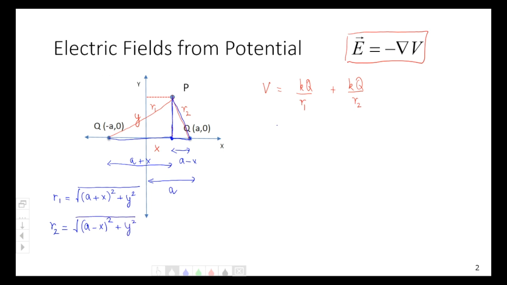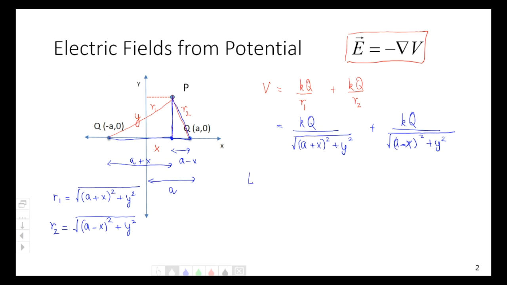So r2 then is the square root of a minus x squared plus y squared. Putting these into the formula for V, we get V is equal to kq over the square root of a plus x squared plus y squared due to the charge on the left, and kq over the square root of a minus x squared plus y squared due to the charge on the right.